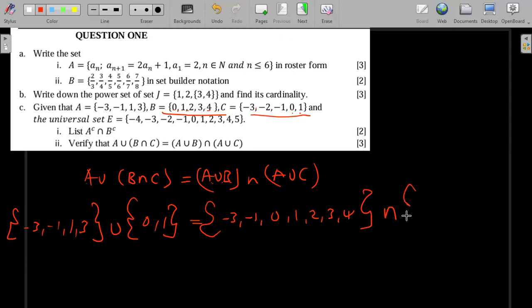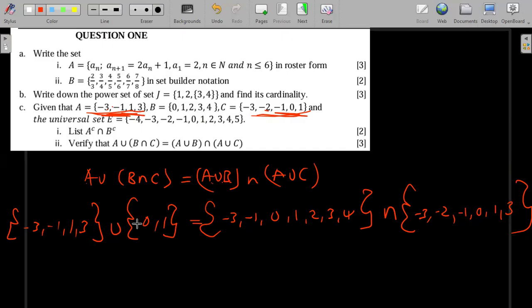Then I'm saying intersecting A union C. Let's combine the set A, this one, and the C. We can see -3 is there, and then -2, -1, and then 0, and then 1, and then 3. This is my A union C. So I'm combining this set and this set: the -3 is there, -2, -1, 0, 1, and then the 3.